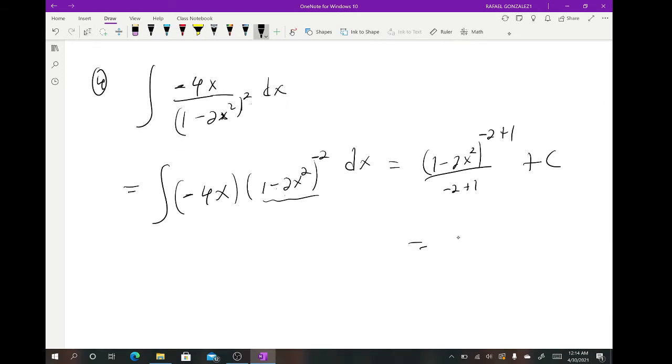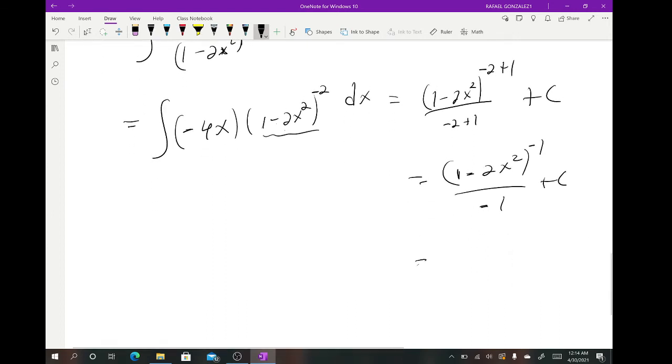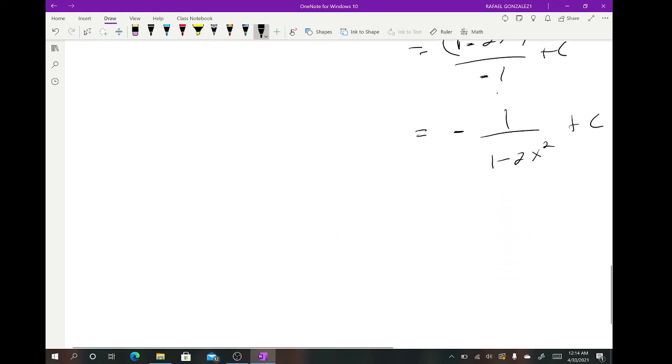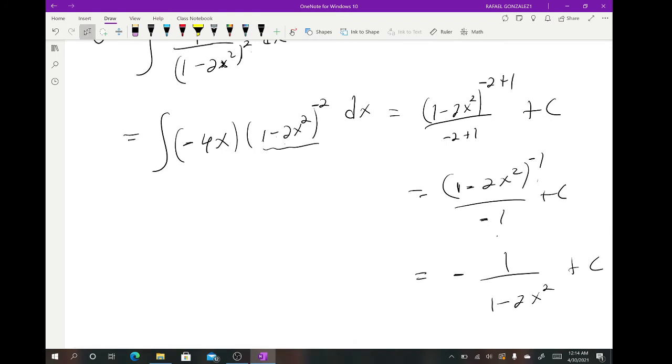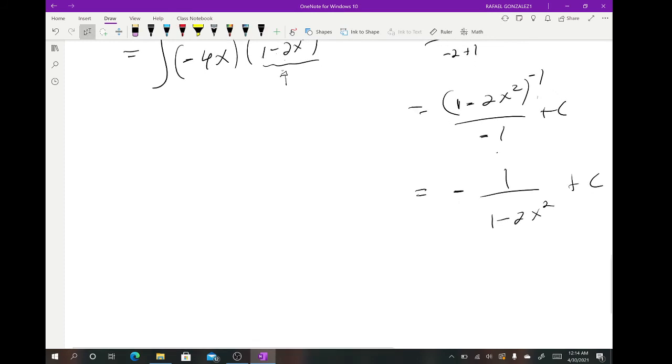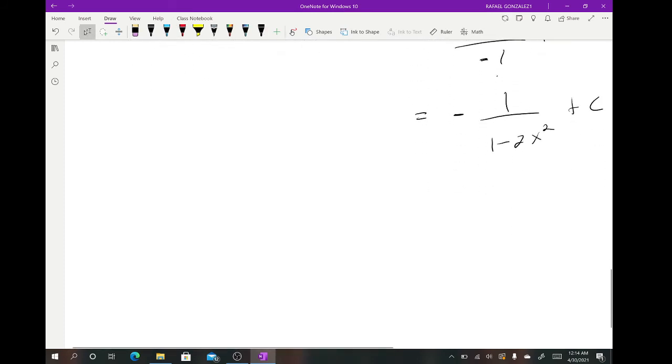So this is equal to (1 minus 2x squared) to the power minus 1 divided by minus 1, plus c, which means that our solution is negative 1 divided by (1 minus 2x squared) plus c. When you bring the expression down to the bottom, this negative 1 just makes everything a negative. So this will be our solution. And notice how quickly I'm solving these problems using this rule. Once you have identified what the inner function should be, then it's just a matter of applying the theorem.